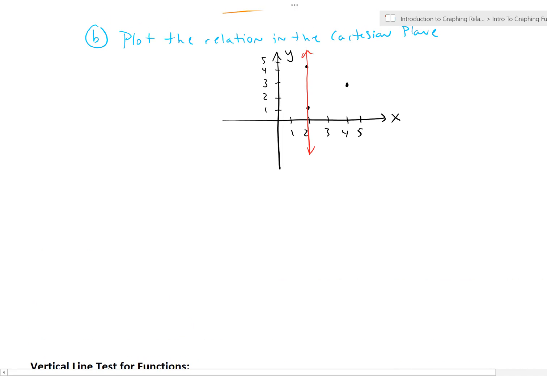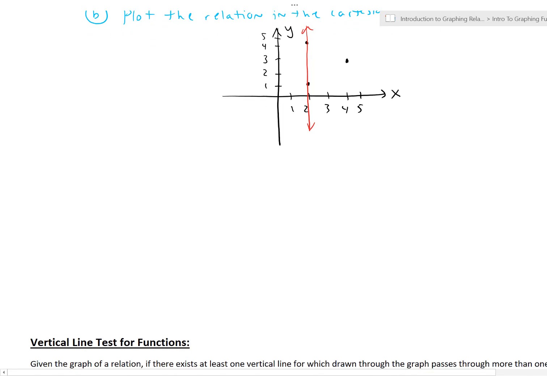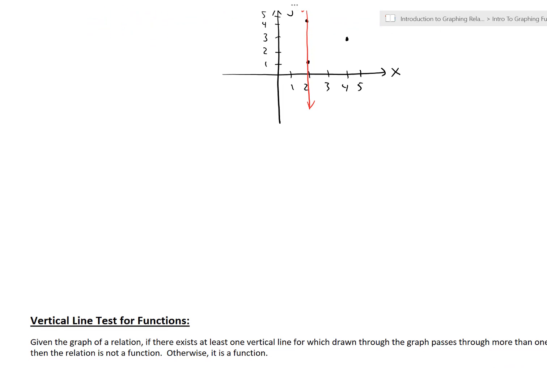If we draw a vertical line and it passes through more than one point in the graph, then that means there are multiple outputs for a single input, hence violating the definition of a function. Whereas if that never happens, then it's a function. So a function graphically means no matter what vertical line you draw, it passes through at most one point on the graph of a function.